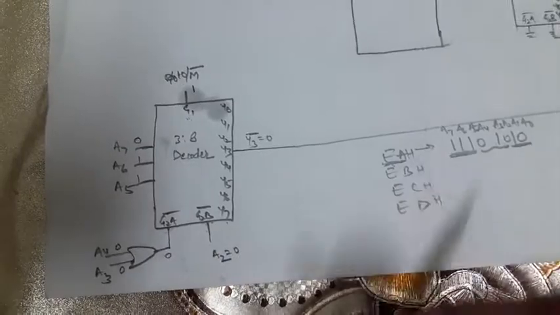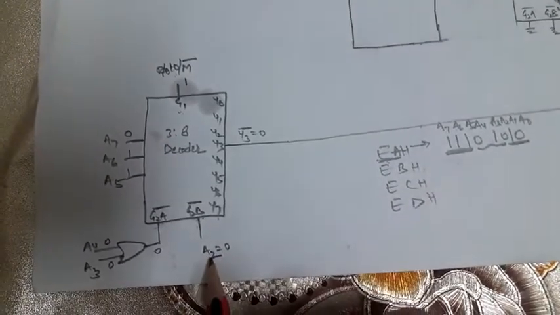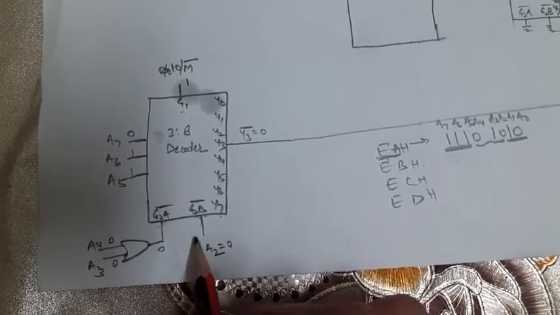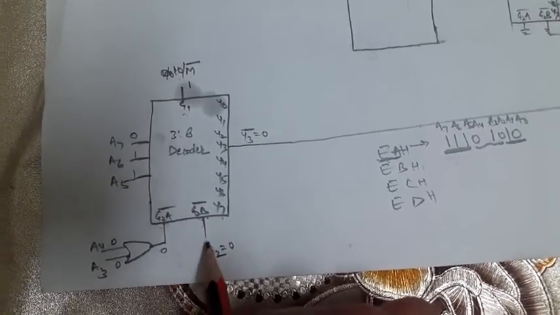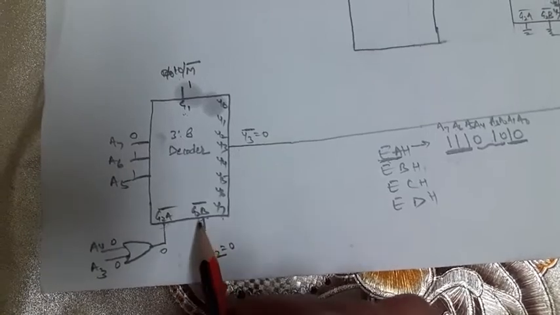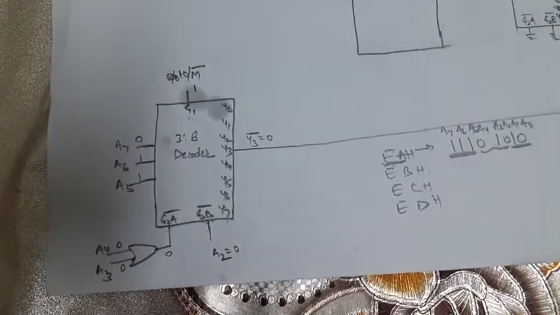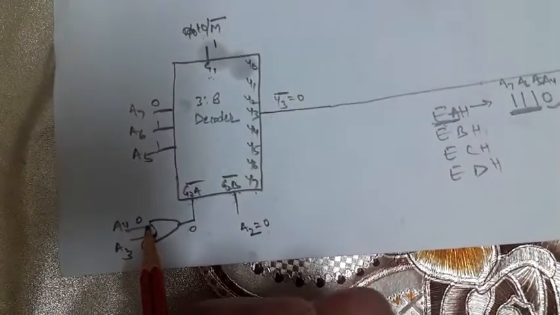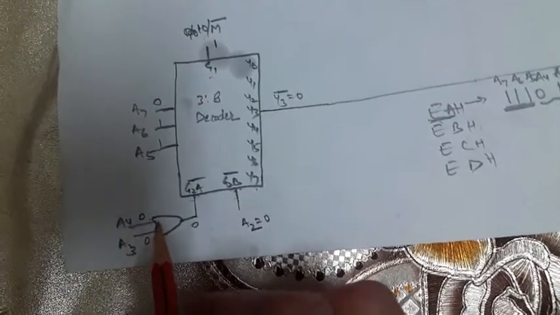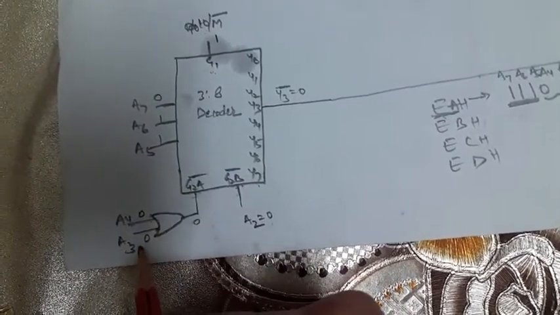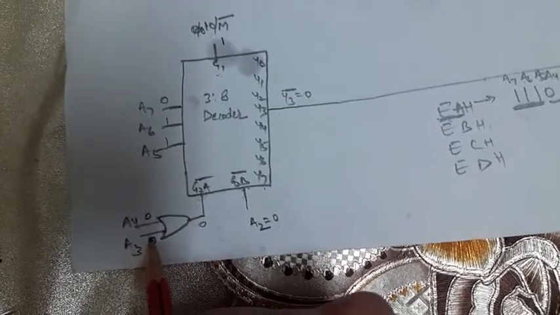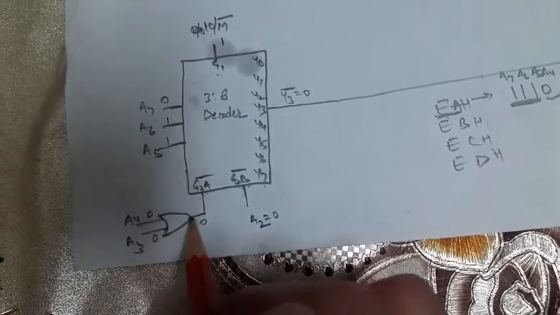Do you get this point or not? If A2 has 0, you can connect directly to this, and if A2 has value 1, then you can use an inverter to invert the value from 1 to 0, and that 0 will be applied to this G2B bar. Now see here, A4 has 0 but A3 has 1. A4 you can directly connect to this OR gate, and if A3 has value 1, then you can use an inverter so that the 1 will be converted into 0 and this 0 will be connected to this OR gate.